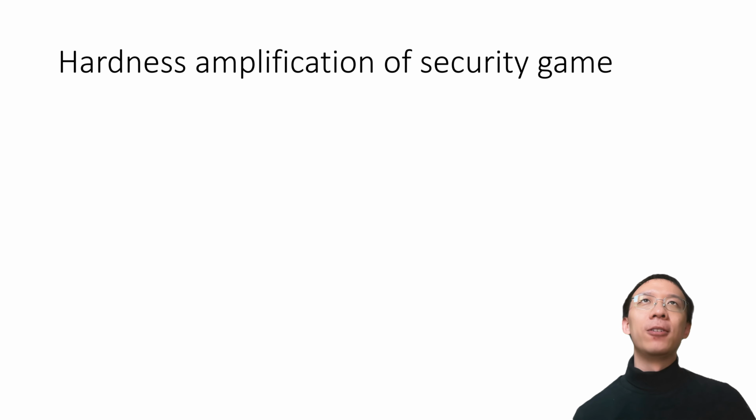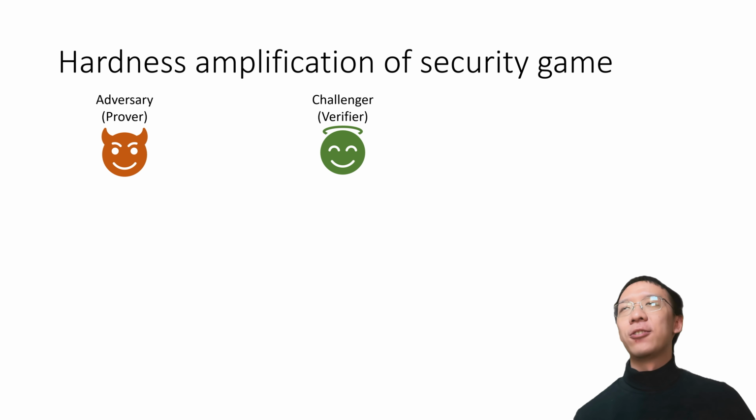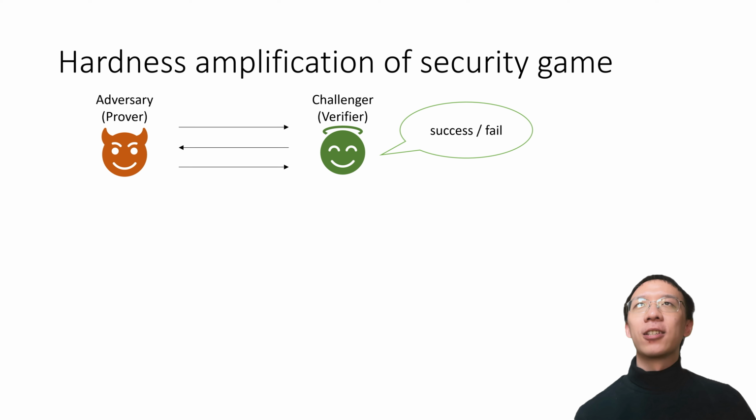For this talk, we'll focus on one specific topic called a security game. So in a security game, we have an adversary that is interacting with a challenger. In some contexts, these will also be referred to as a prover and a verifier. So they interact by sending each other messages, and at the end, the challenger is going to either declare the adversary has broken the security game or the adversary has failed to break the security game.